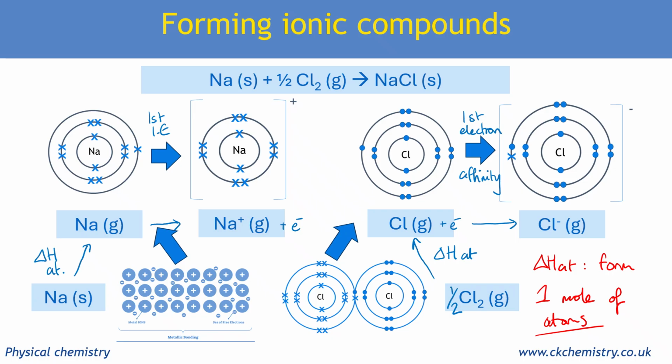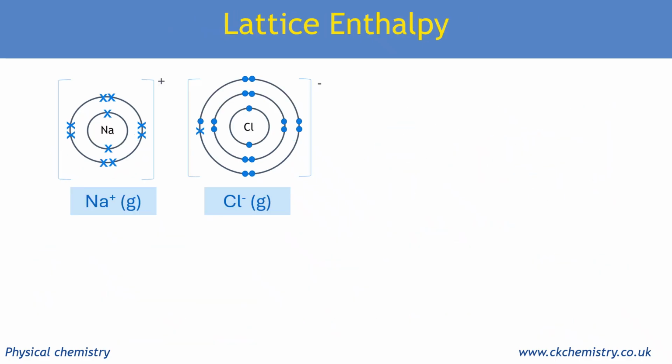So I start with sodium solid, chlorine gas. I've got to break whatever bonding is present in that element first. So I have to break metallic bonds in sodium to atomize it, break covalent bonds in chlorine to atomize it. Then I can remove the electron from the sodium atom and give it to the chlorine atom. So I've now made sodium ions and chloride ions. Have I made sodium chloride yet, which is the product of this reaction? No, I haven't. This is what I've got, gas ions.